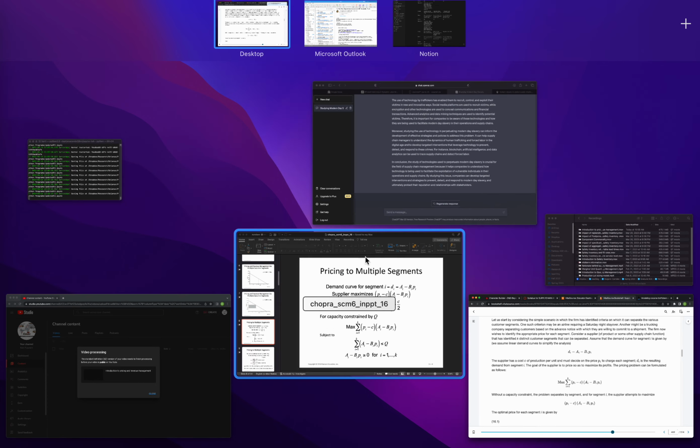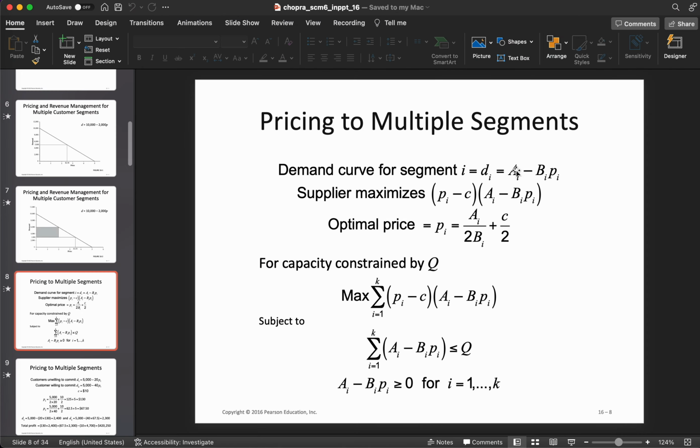One of the crucial things about pricing to multiple segments is that each segment will have its own demand curve, right? So demand for a particular segment will vary based upon the price that you have. If all the segments have the same demand curve, then you basically do not have different segments. You have a single segment. So the way you differentiate different segments is by having different demand curves, right? So each segment will have its own demand curve.